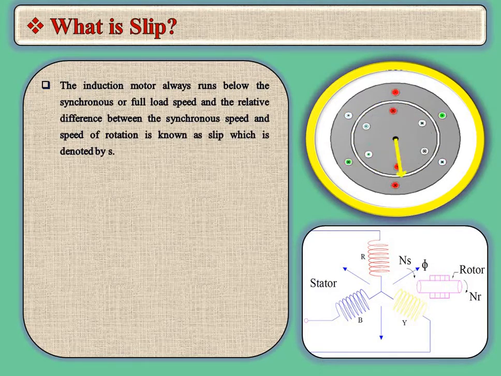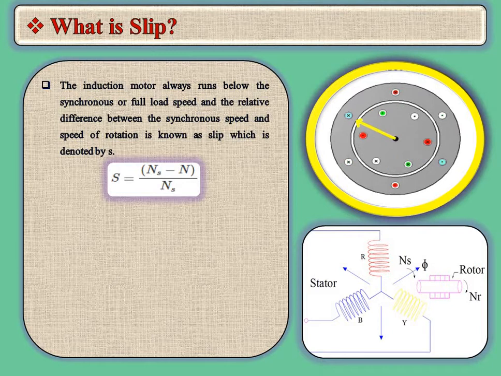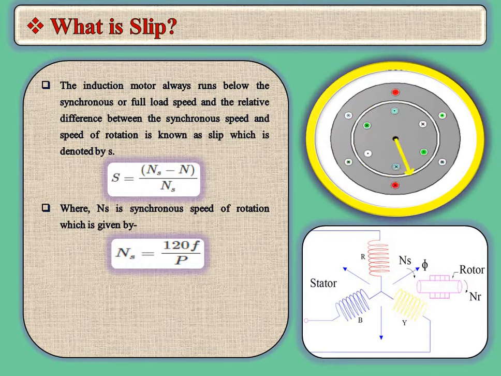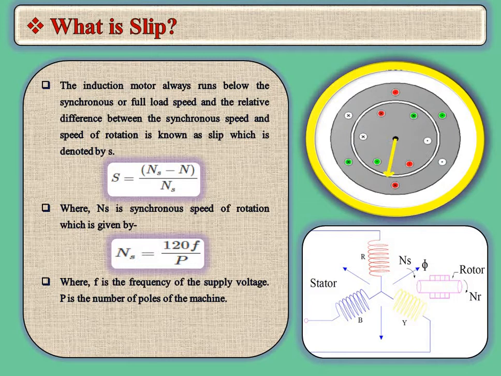The induction motor always runs below the synchronous or full load speed, and the relative difference between the synchronous speed and the speed of rotation is known as slip, which is indicated by S. Mathematically, the slip S is equal to (ns minus n) divided by ns, where n is the actual speed of the rotor while ns is the synchronous speed of the rotating magnetic field produced in the air gap, which is given by ns equal to 120f by p, where f is the supply frequency and p is the number of poles of the machine.